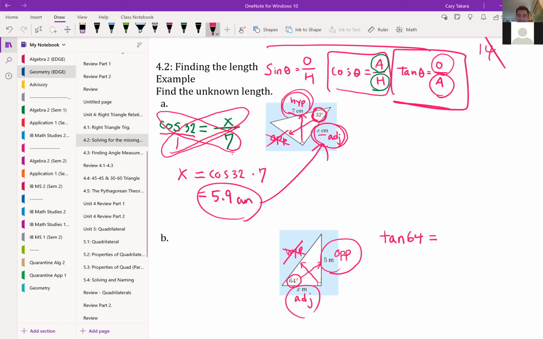Tangent of 64 equals opposite over adjacent. So 5 over x, okay?